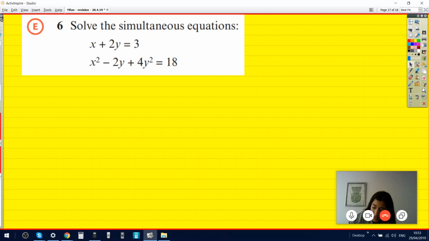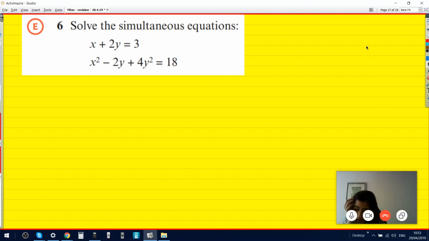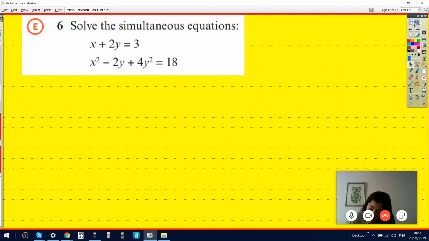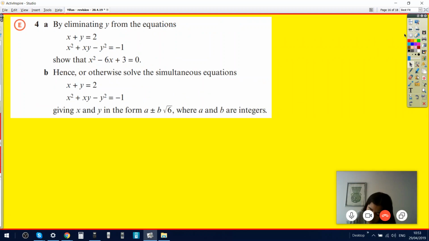Let me see. x plus 2y equals 3. x squared minus 2y plus 4y squared equals 18. So, what do I want to do? I want to do 3 minus 2y equals x. I think I'm going to do (3 minus 2y) squared minus 2y plus 4y squared equals 18.